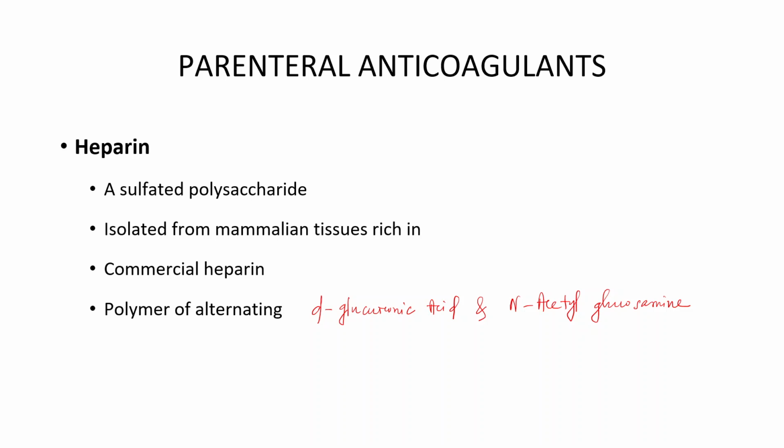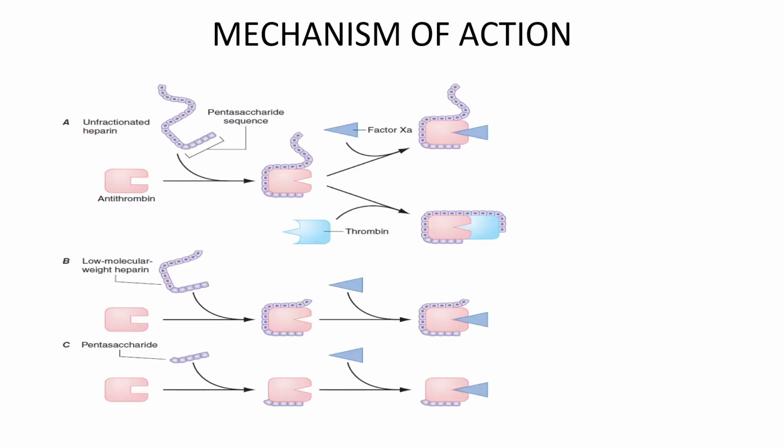It is usually isolated from mammalian tissue rich in mast cells, but the commercial heparin comes from porcine intestinal mucosa. Okay, so these are some of the one-liners that you have to remember. Now we'll go on to understand the mechanism of action.